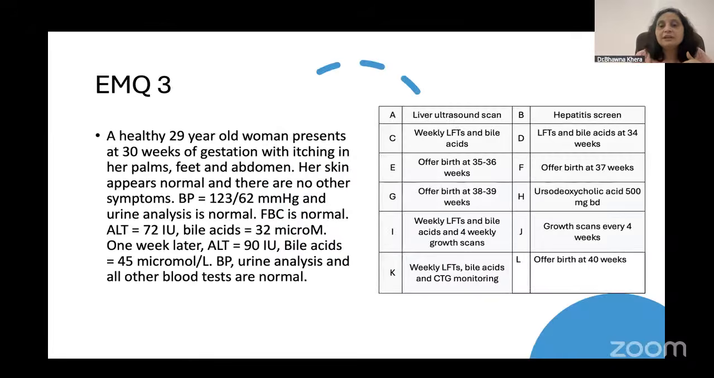So the correct answer here is LFTs and bile acids at 34 weeks. Now we don't have to do it every week, right? We can just wait, because this is a moderate level. We will do the early delivery even at 37 weeks only at 100, not before that. So we need not keep doing it weekly. We can now do it at 34 weeks. So D is the correct answer here. I'm afraid nobody has given the correct answer.